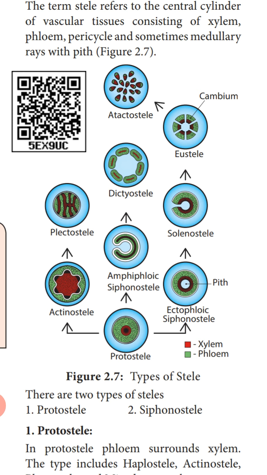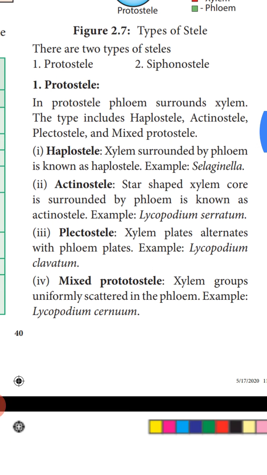You can see in one place it has an opening. The steel is not complete, it's not forming a ring. A small gap is present there, and that region is called the leaf trace. This type of arrangement is called Solenosteal.